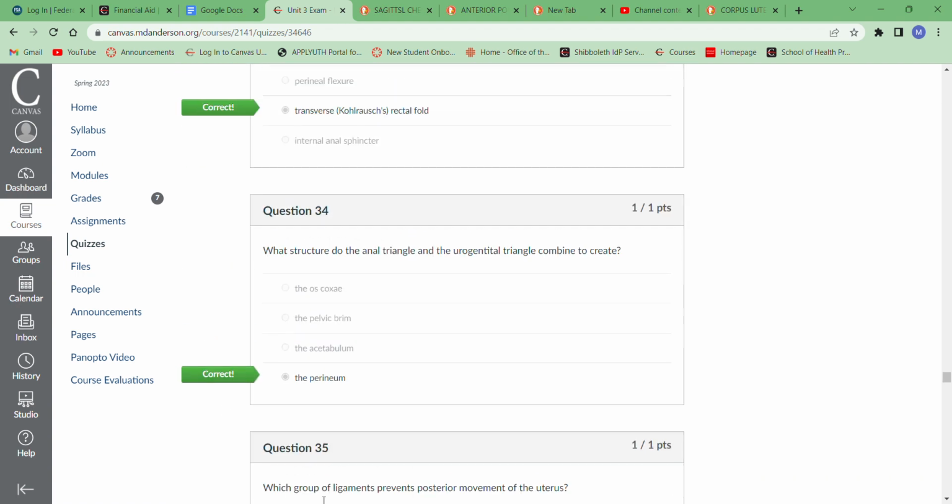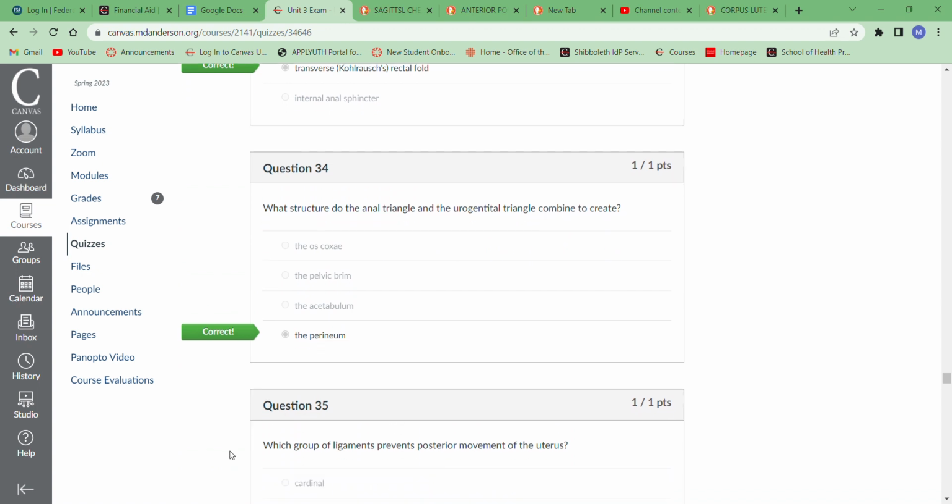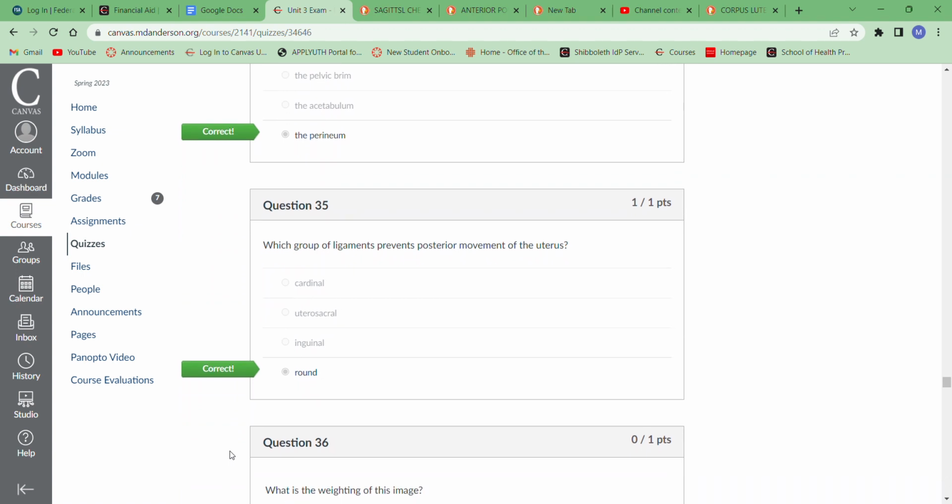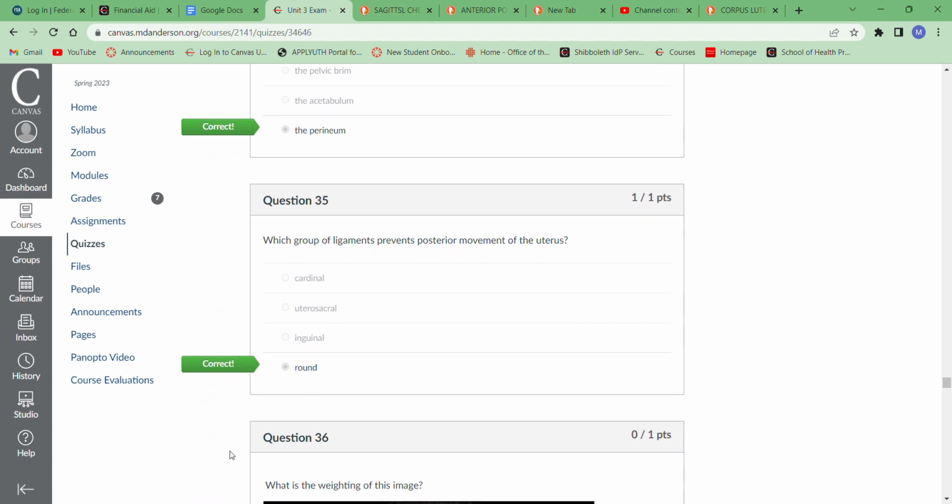What group of ligaments prevents posterior movement of the uterus? I think it's the round ligament. I literally read that like 10 minutes before taking the test. So yeah, crash studying does work. Cramming.